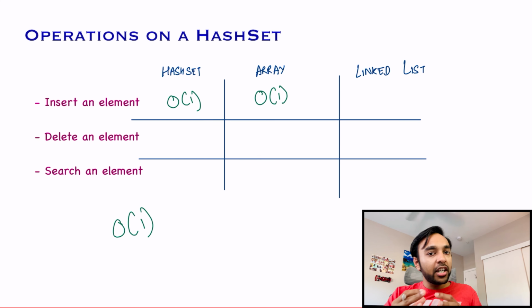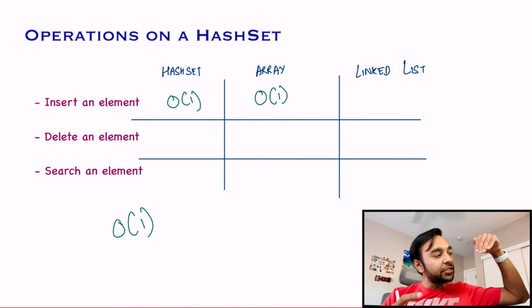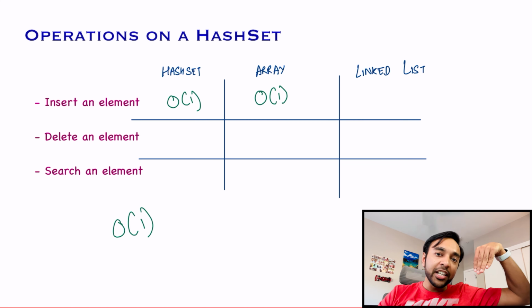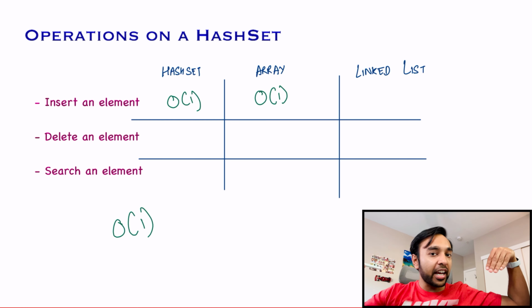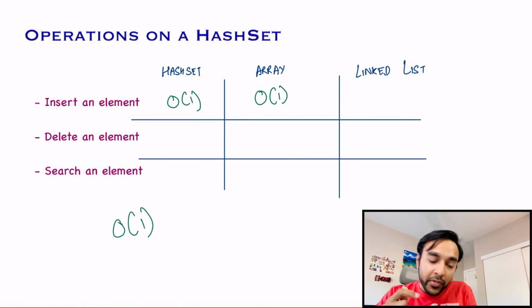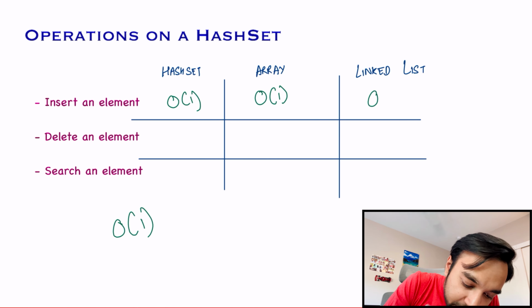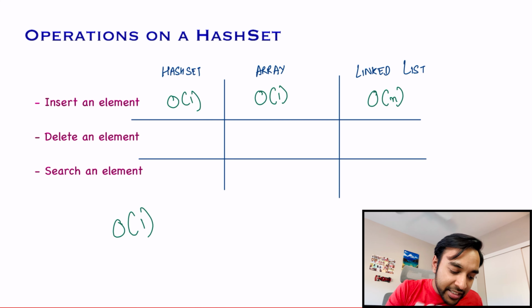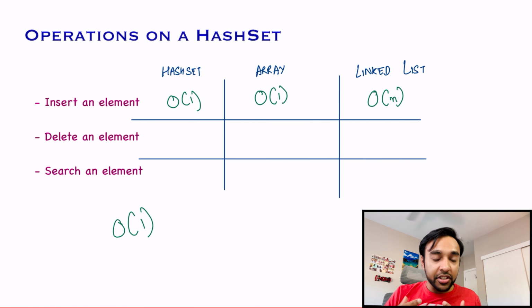But what happens when it comes to a linked list? In a linked list, you only have access to the head pointer, right? So to add a new element, you have to traverse your entire list and then you're adding an element. So in a linked list, you can insert an element in order of n time, right? So you can easily see that, okay, a HashSet is advantageous.